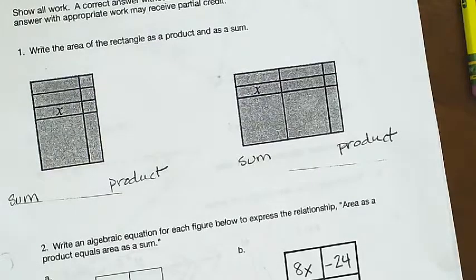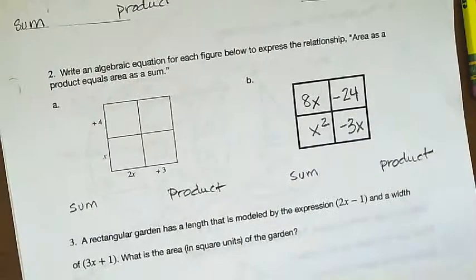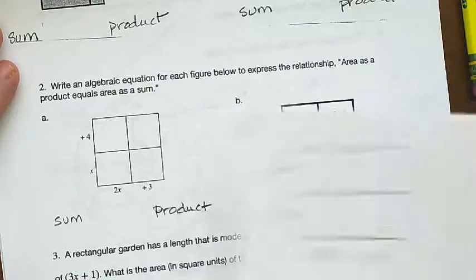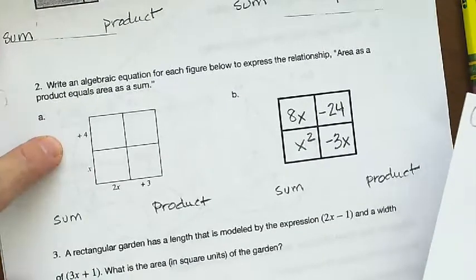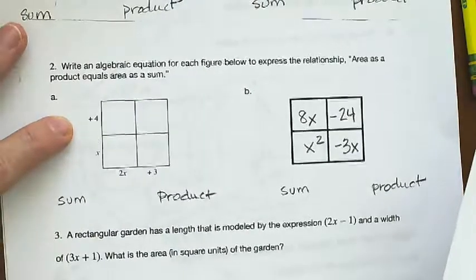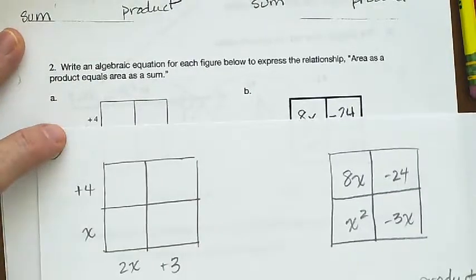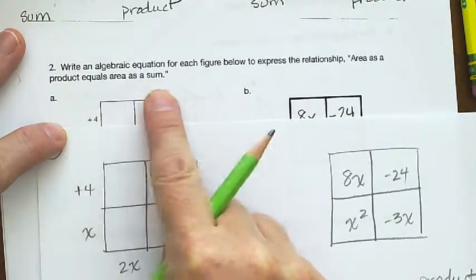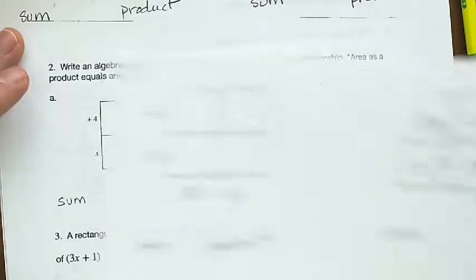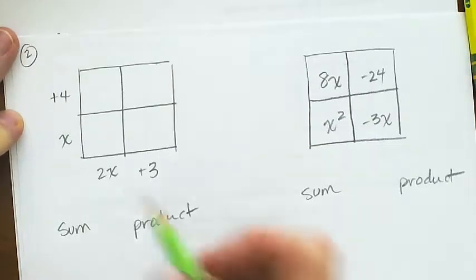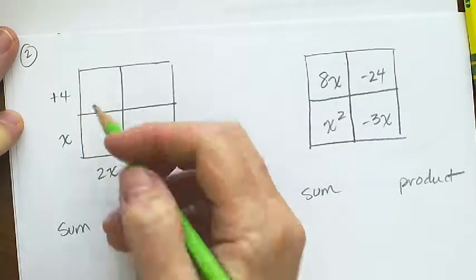Okay, looking at number 2. I drew this on a separate sheet of paper, and I recommend that you do this in your notebook so that you have the right answers to refer to, but you can go back and look at this and say, let's see if I can do it without looking at the video or looking at the answers. Write an algebraic equation for each figure below to express the relationship area as a product equals area as a sum. So we're doing the same process. We're writing it as a sum and as a product. So this you can practice with on Khan for sure.